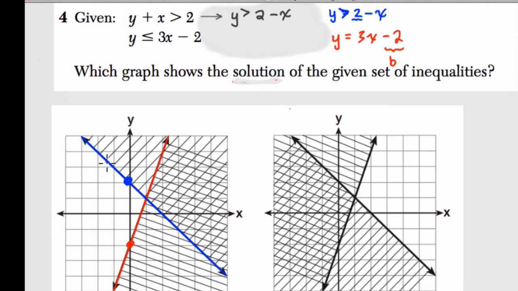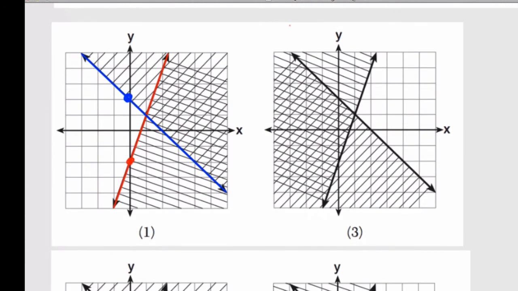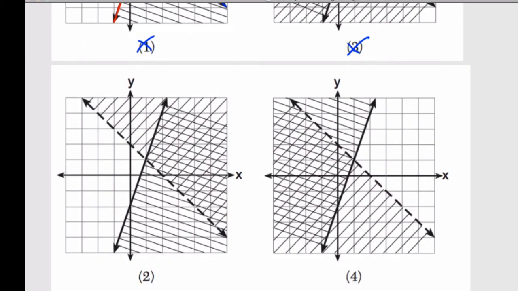When they draw the solid line, that means the solution set includes the line. And since this is greater than the line, not greater than or equal to it, this can't be the answer. So we know this blue line needs to be dashed, not solid. So we eliminate choices 1 and 3. And then out of the two remaining choices, we know the answer now has to be 2.